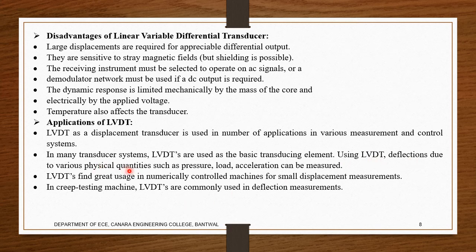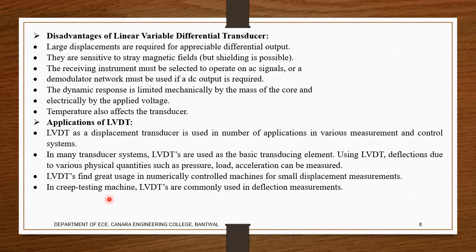Deflection due to various physical quantities such as pressure, load, and acceleration can be measured. So it can be used as a secondary transducer. Whatever we get from temperature and pressure and all, you can take it to this LVDT setup, and from there we can generate a voltage. LVDTs find great usage in numerically controlled machines for small displacement measurement. So you can use it for small displacement, and in small systems you can use this one.